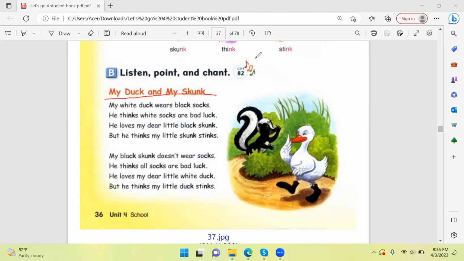My duck and my skunk. Okay, this one is, what picture is this? Is it a duck or a skunk? It's a duck. What is the color of a duck? Is it white or black? It's white. Very good. How about the skunk? What is the color of a skunk? It's black. Very good. So can you please read here, start, and the last here?